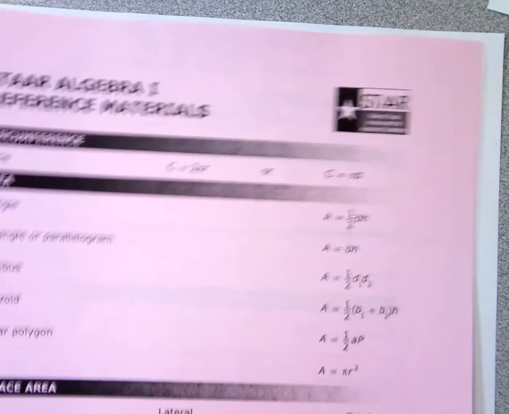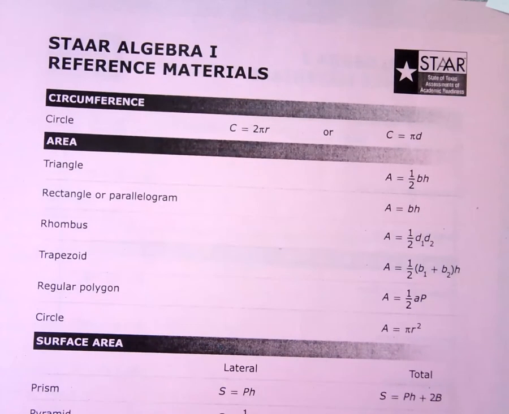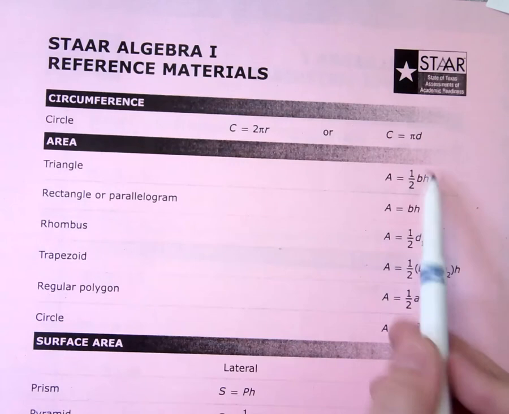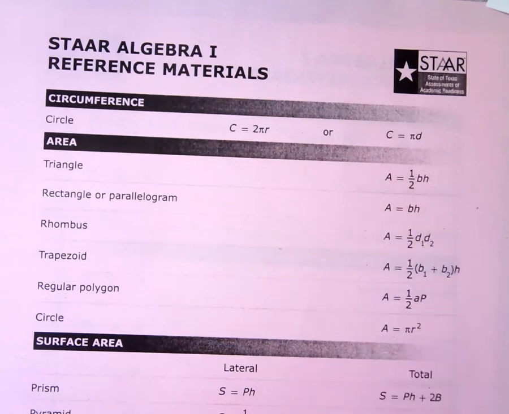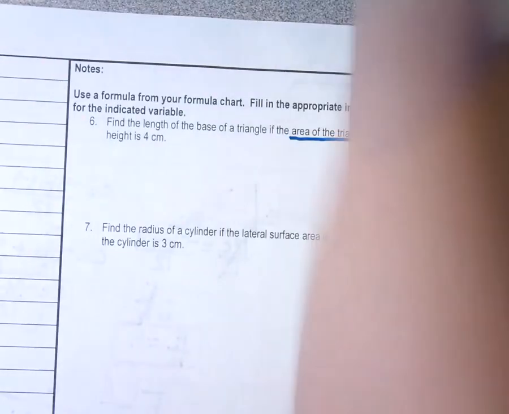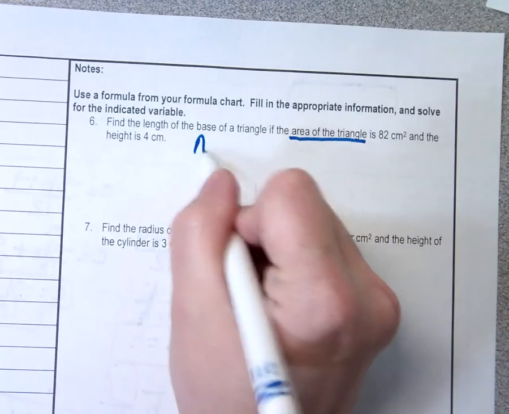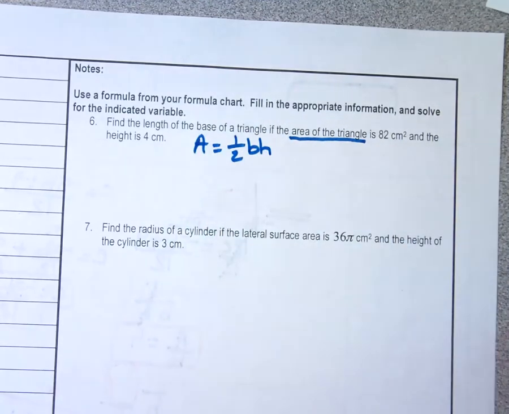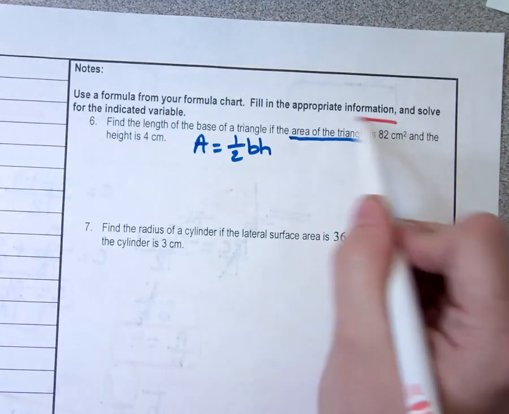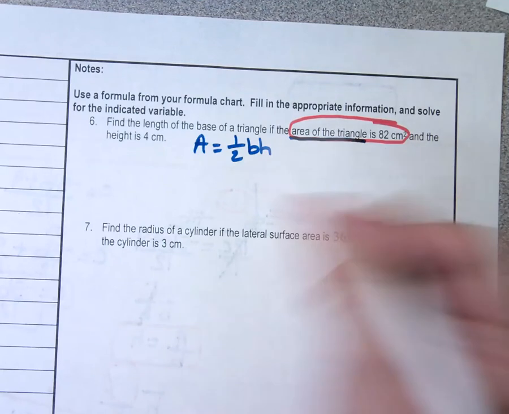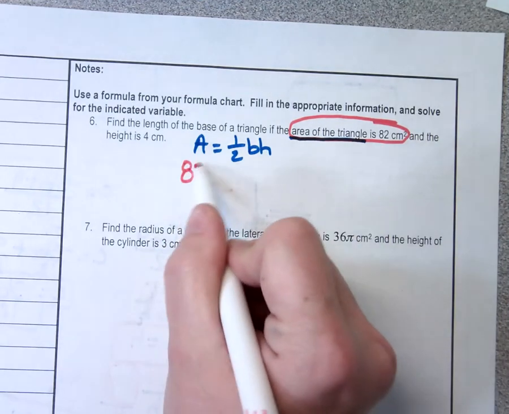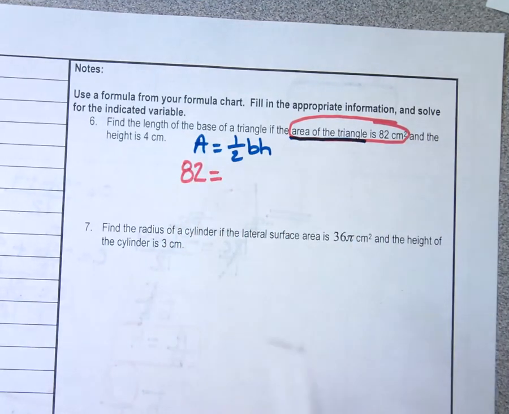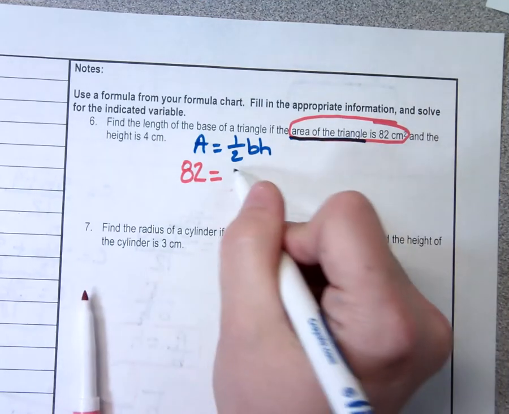Okay, so we're talking about area of a triangle. So I grabbed our formula chart, and you can see area of a triangle is 1/2 base times height. So I'm going to write that formula down. Area equals 1/2 base times height. And now I'm going to just start plugging in things I know. So I'm told the area is 82 centimeters squared. So I'm going to put an 82 where the A is, because that's the area. 1/2 just always stays a 1/2.